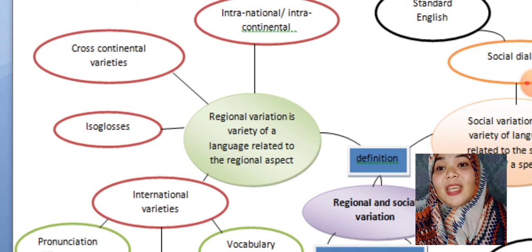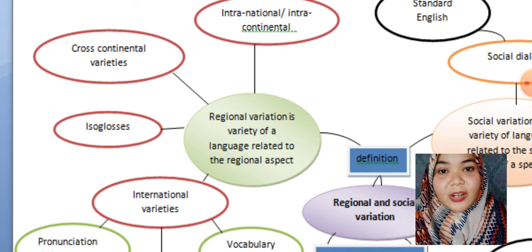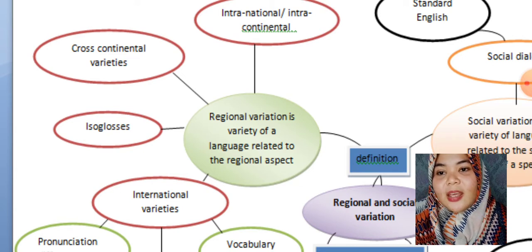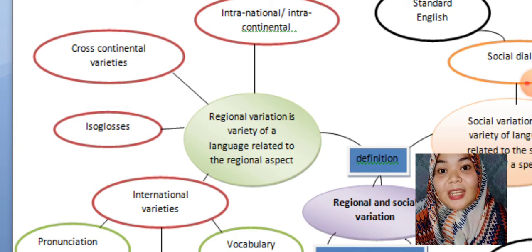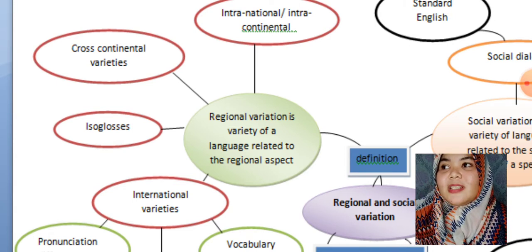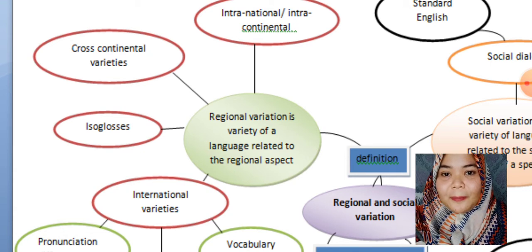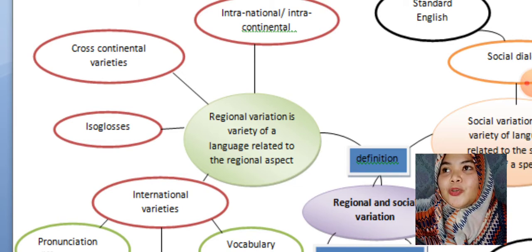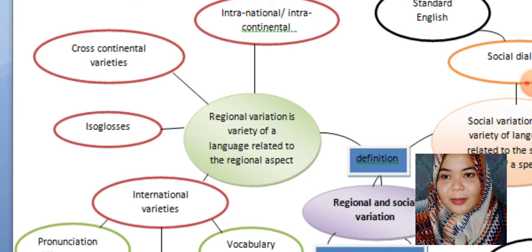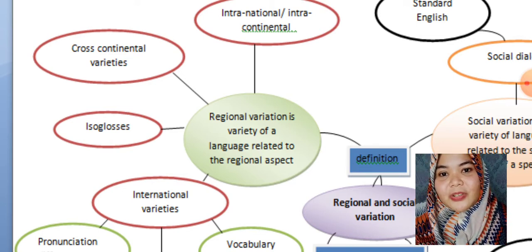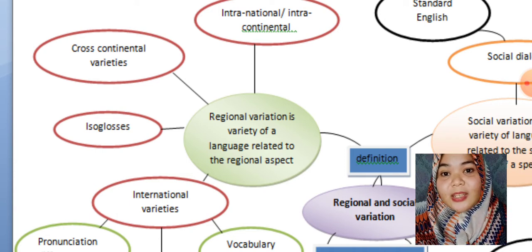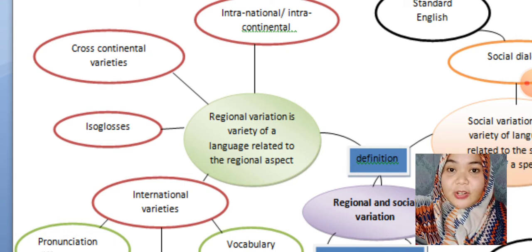A regional variation is a variety of a language related to the regional aspect. It means that a regional aspect could cause a language to have variation. What we mean by the regional aspect here is place and time. For example, people in the past and in the present could use different languages because of the different time, and also two people in two different countries could have two different languages. So there are two different varieties of language. That's the definition of the regional variation.